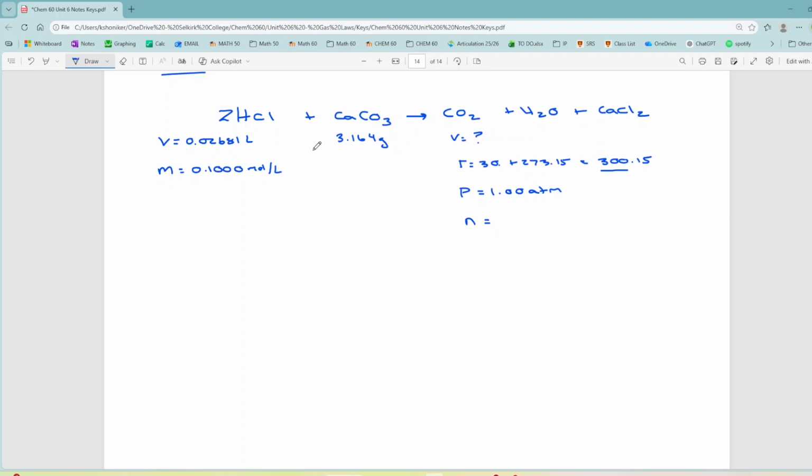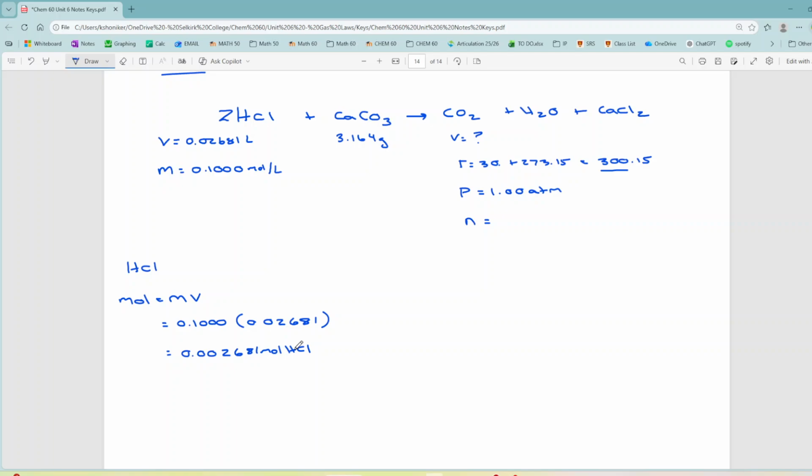Well, let's figure out who's my limiter. So when we start with the hydrochloric acid, they've given me molarity and volume. So moles of hydrochloric acid is going to equal molarity times volume. So that's 0.1000 moles per liter times the liters gives me 0.002681 moles of hydrochloric acid.